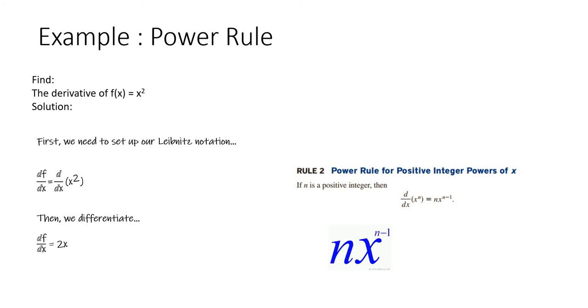And then that squared, that 2, we pull it out in front, and we multiply it by x. And once again, we can rewrite it as f prime is equal to 2x.